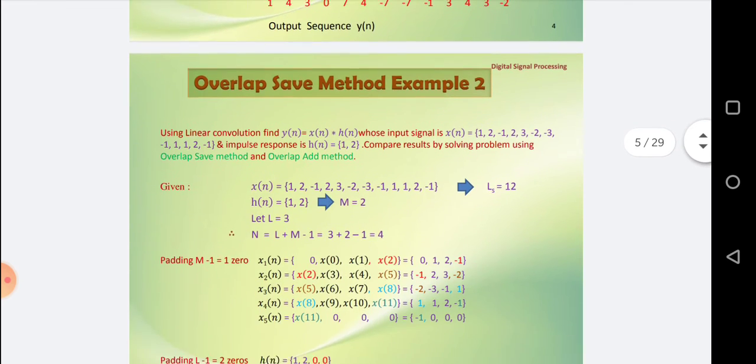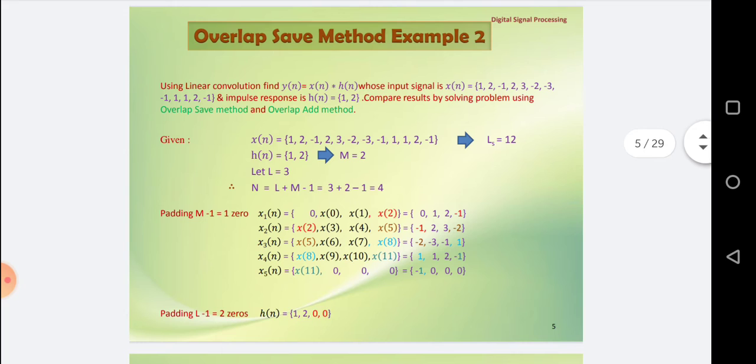Let's first solve the example using the overlap save method. So x of n has length Ls = 12, and the impulse response h of n has length M = 2. Let's consider L = 3. Therefore N = L + M - 1, that is 3 + 2 - 1 = 4. This means we have to divide our sequence x of n into subsequences, each having length equal to 4.